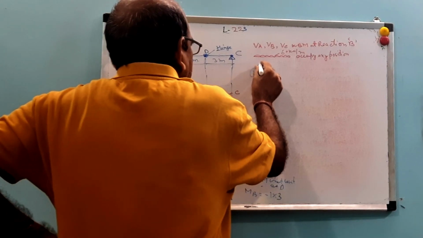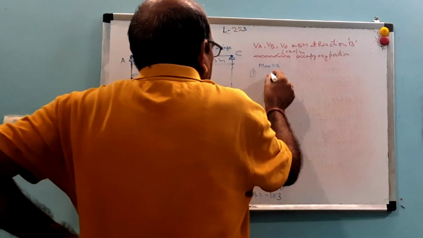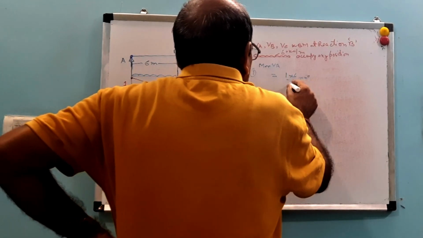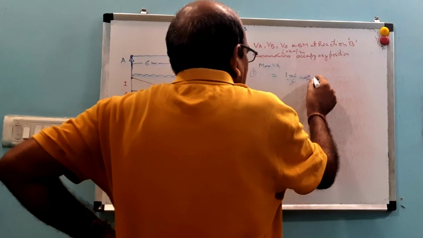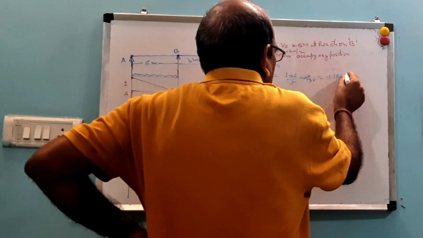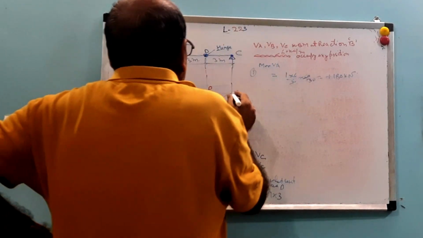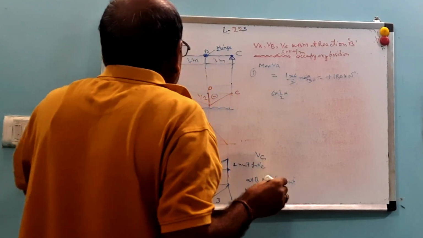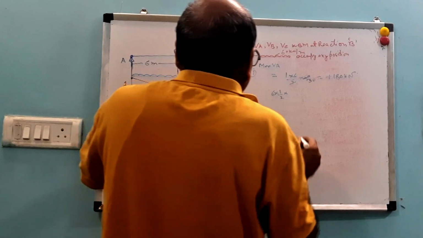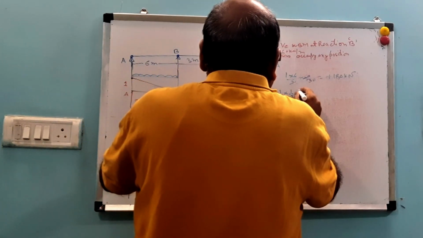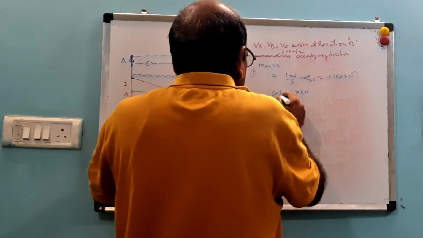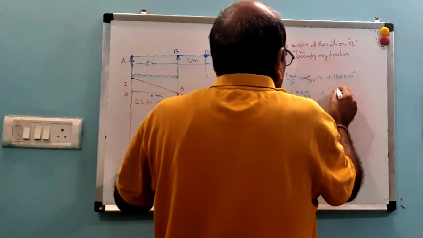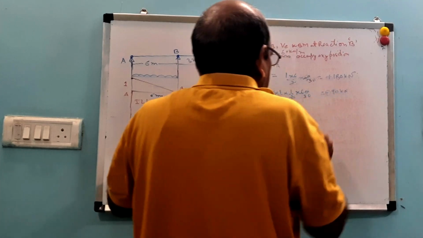So what will be, first, for BA? Max BA positive will be 1 into 6 by 2 multiplied by 60. So this will be your 30 plus 180 kilonewton, right? And what will be the negative one? This will be 6 into 1 by 2 into 1 by 2, half, this is a triangle, multiplied by 60. So this will be 3, this will be 30. So this is 90 kilonewton. This is negative.